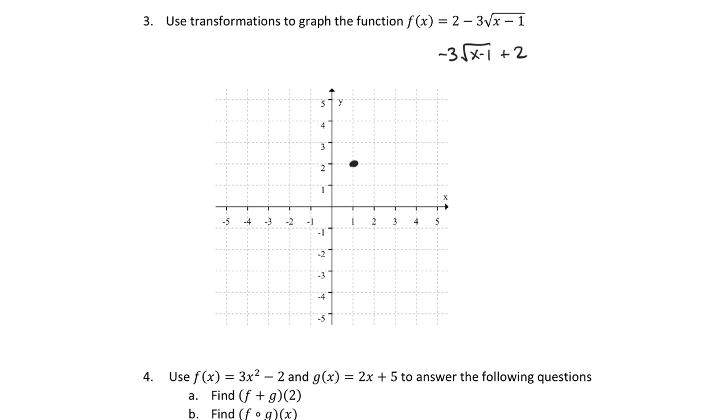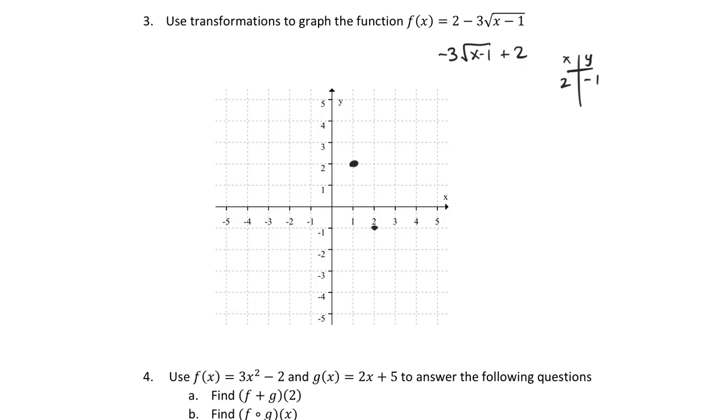What I would suggest at this point, once you have that starting value, is plotting a few points for x that is near the beginning x value. Now we know it's not going to go this direction, so I'm not going to use any of these x values. I'm going to use x values here. So for example, when x equals 2, 2 subtract 1 is 1. The square root of 1 is 1. 1 times negative 3 is negative 3. Negative 3 plus 2 is negative 1.